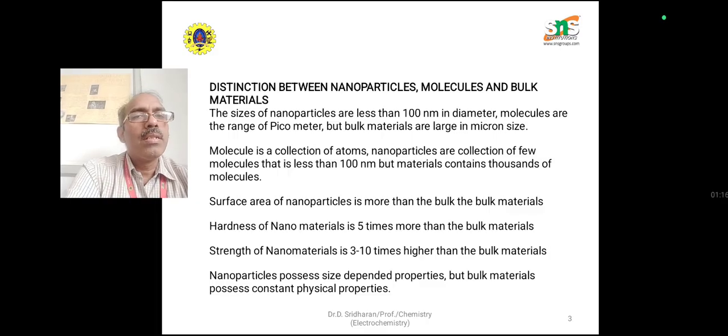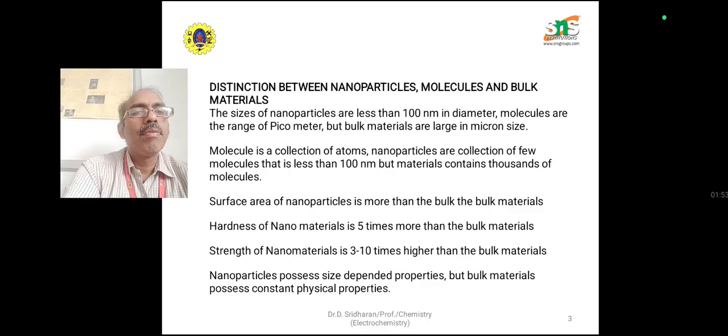So, the distinction between nanoparticles, molecules and bulk materials. Before going to discuss the nanoparticles and their advantages, you should know about the molecules and bulk materials. The size of the nanoparticles is less than 100 nanometer in diameter. Molecules are in the range of picometer and bulk materials are large, in micron size. The nanoparticle is in between the molecules and bulk material.